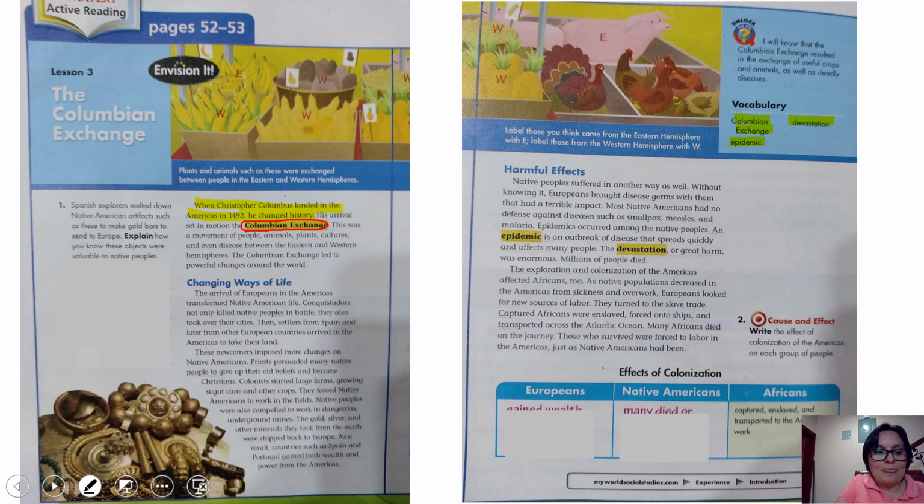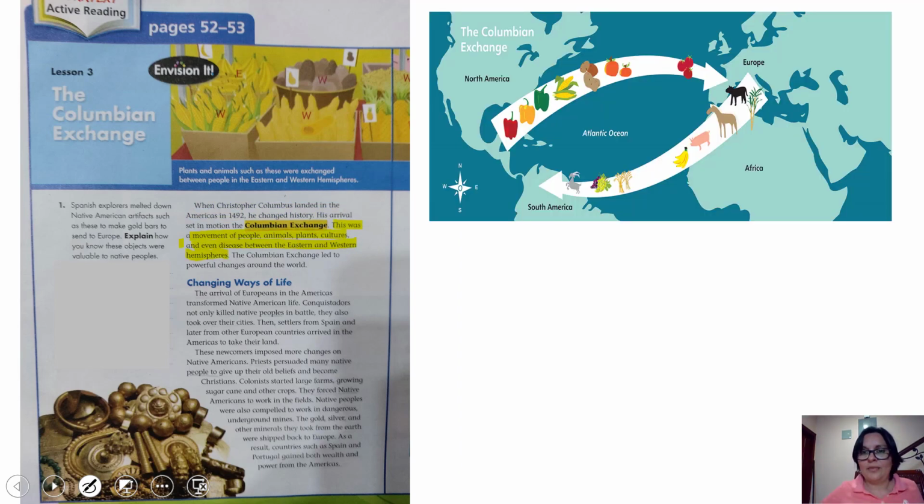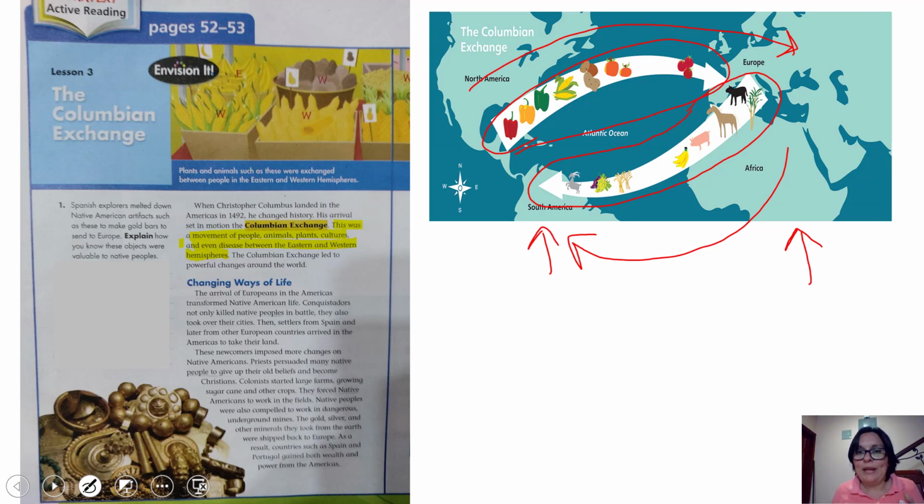So I want you to underline the meaning: a movement of people, animals, plants, cultures and even diseases between the Eastern and the Western hemispheres. Here we have the Eastern and here we have the Western hemisphere. So it was a movement of animals, plants, and also diseases from Europe to America and also from America to Europe. To that movement of people, plants, animals, and also diseases, we call the Columbian Exchange. Why Columbian? Because it was Columbus who started this. An exchange because it was an interchange of those things.